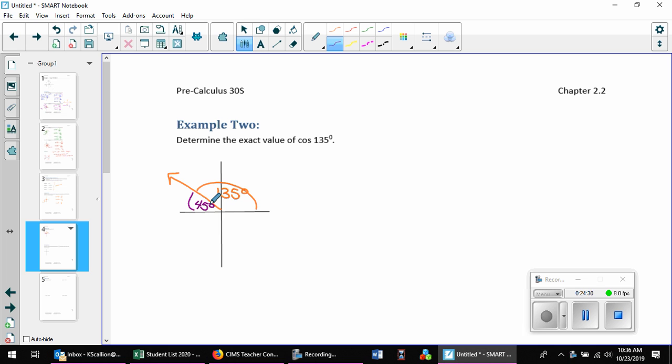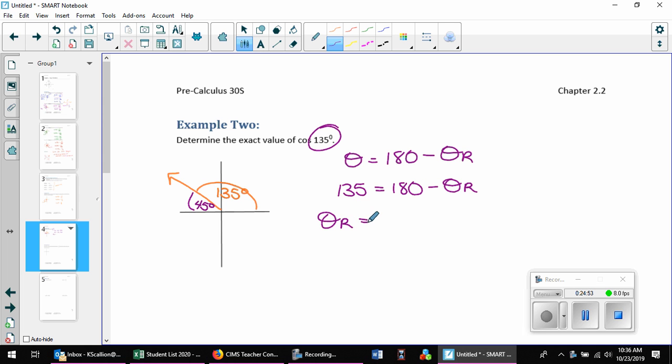Right, my reference angle is going to be what comes up to 180. Right? I can use my formula. So the formula is theta equals 180 minus theta reference. This question gave me my real angle, so it goes in for theta. It has the math that goes behind it, but I think we all probably could have done that mentally in our head. Okay? But just so you see the math that goes behind it, it says determine the exact value of it.